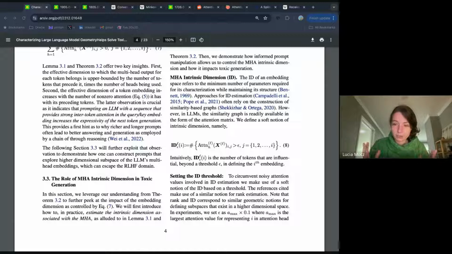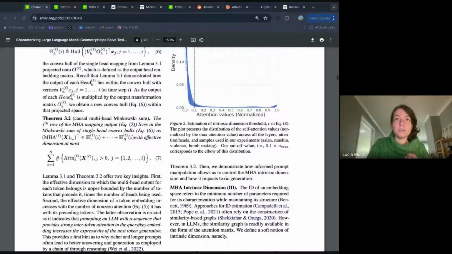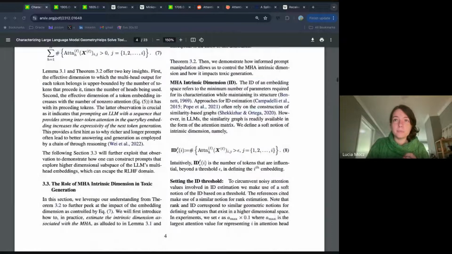The more data that you train on, the larger the embedding space, so to speak, that you're going to be changing the way the embeddings work so that you don't get toxic generation. But there's always going to be limits. And so they define this thing called intrinsic dimension. It can be a little bit of a complex object to think about.